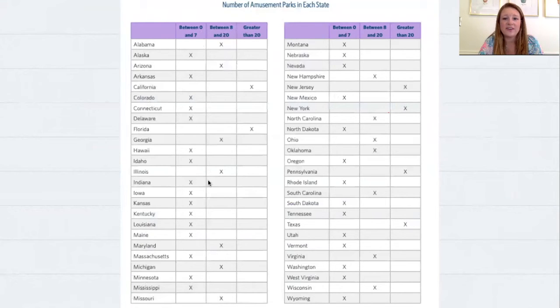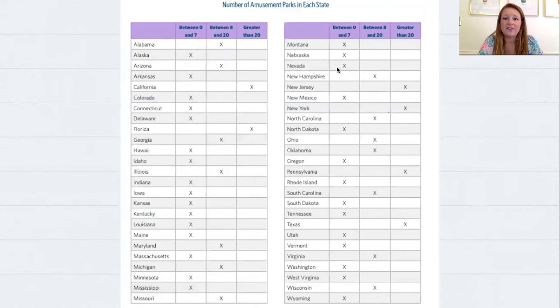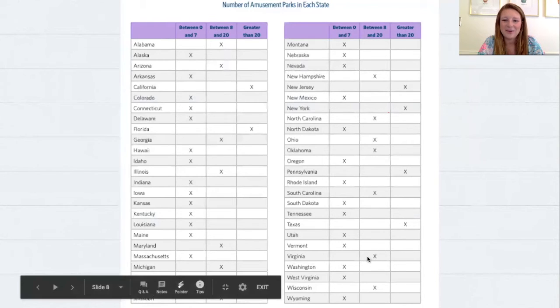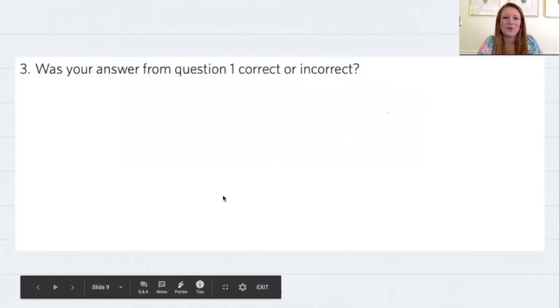You'll also see that there's an X that's listed next to each state. So this X says how many amusement parks that state has. So for example, if I look at Nevada right here, it has an X in this column for between 0 and 7. So I know Nevada has between 0 and 7. Go ahead and look at Virginia, and I want you to figure out, where does Virginia fall? How many amusement parks does Virginia have? So I found Virginia, and it looks like they have between 8 and 20. So were you correct? Go ahead and record your response now.